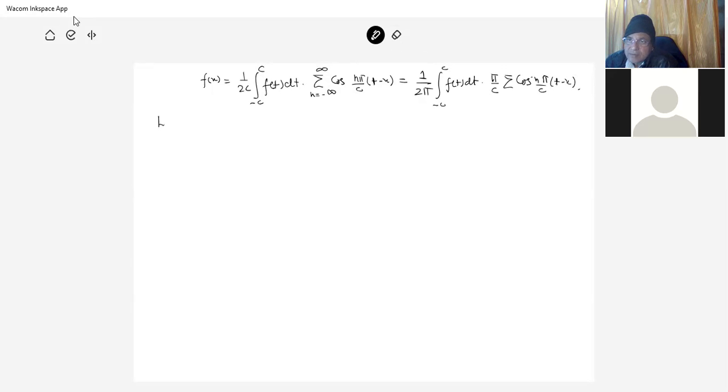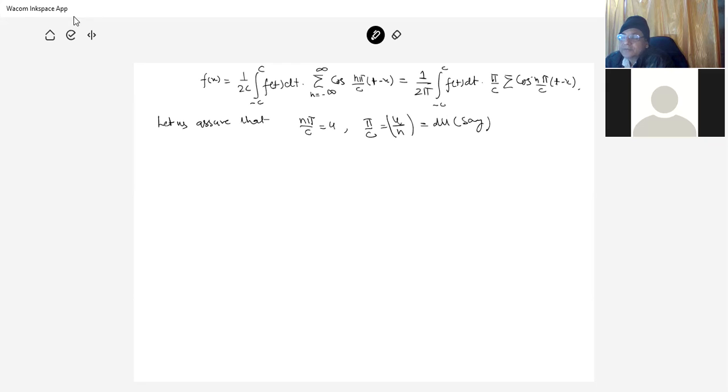Let us assume that n pi by c is equal to u. Then pi by c is equal to u by n. Means u is divided into n parts, and then each part is very, very small, and suppose this small value is du.